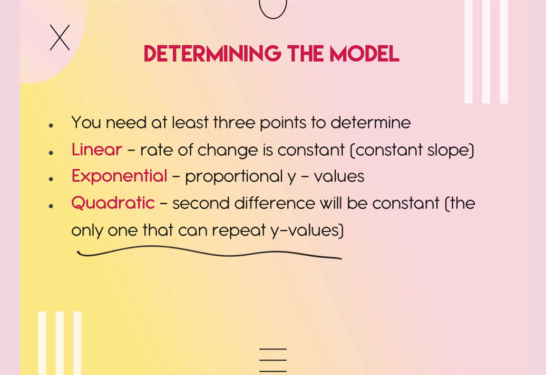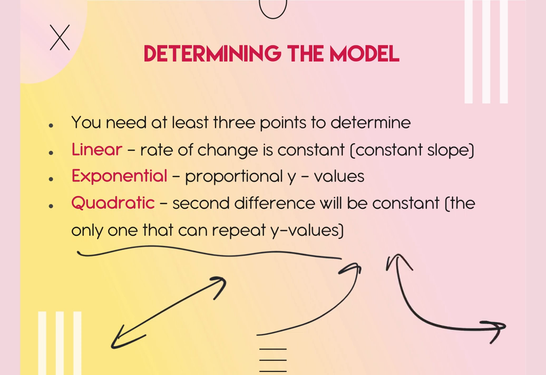So if you're looking at a set of data and a y repeats, quadratic is the only one that can do that, right? Like if it's linear, it's either rising or falling as it moves from left to right. You can never get a repeated y. If it's exponential, it's either rising or falling as you move from left to right, but you can never repeat a y. The quadratic, being the parabola shape, is the only one in which you can see a y repeat. So if you get a set of data, you can also use that as a differentiation.